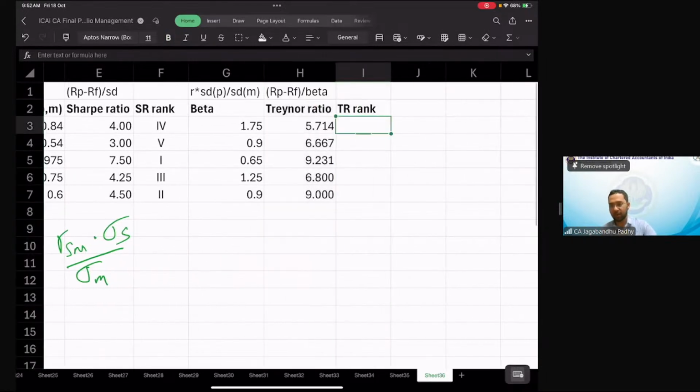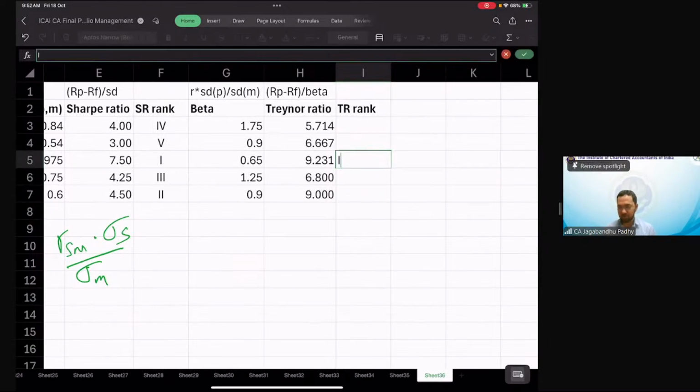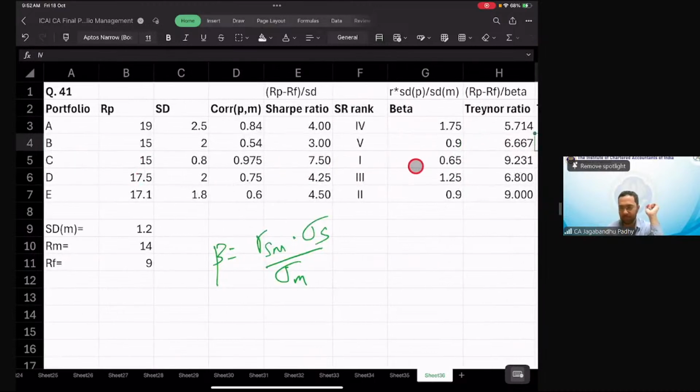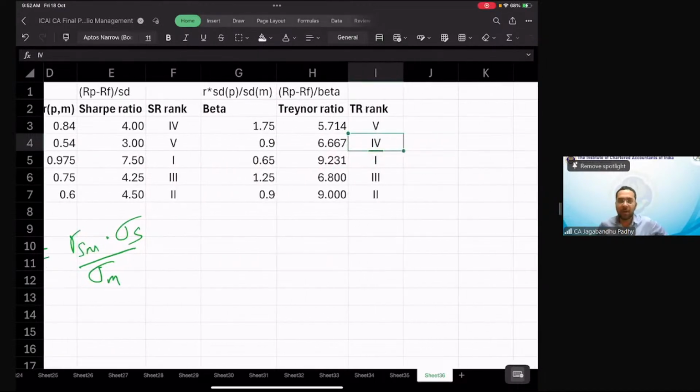The Treynor ratio rank. Of course, the best performing is 9.23. So this will be given the first rank. Then the second best performing is the last portfolio. Third one is portfolio number 4. Then this is the fourth performing, and of course the worst performing is the first portfolio. So there is one commonality: 1, 2, 3 ranks are same. There's a difference between fourth and fifth rank. But yes, we are surely saying that portfolio C is the best performer as far as the Sharpe and Treynor ratio is concerned.